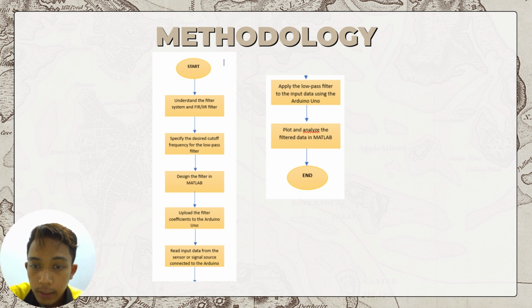Uno reads the input data from the sensor signal source that is connected to the Arduino. After that, we apply the low pass filter to the input data using the Arduino Uno. And lastly, we plot and analyze the filtered data in MATLAB.